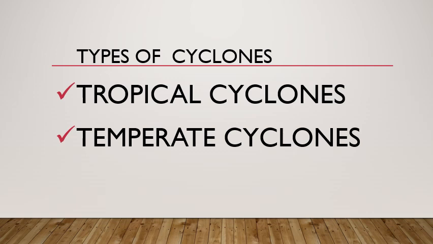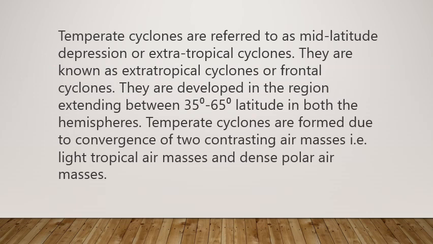Depending upon their area of origin, their nature, and the weather associated with them, the cyclones are divided into the following two broad categories, the temperate cyclones and the tropical cyclones, and we'll study about each of them. In the previous class, children, we had studied about the formation of tropical cyclones and their effect, and in today's class, we'll study about the temperate cyclones, which are also referred to as mid-latitude depression or extratropical cyclones. They are frontal in origin, about which I'll be explaining.